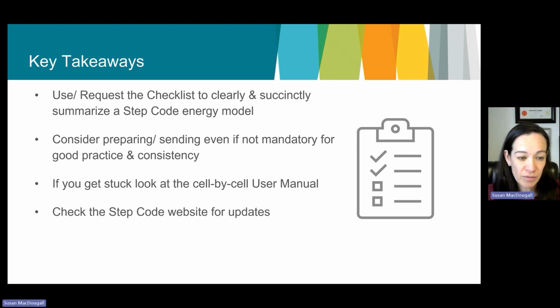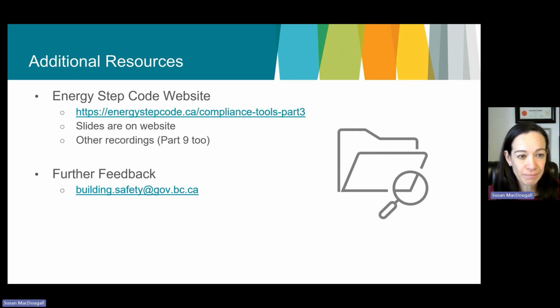If you get stuck with entering information, be sure to look at the cell-by-cell user manual or the notes in the checklist themselves. And do keep going back to the step code website to check for updates. That URL is listed at the top of your screen. And most of the tools that we've been talking about today are within the Compliance Tools Part 3 subsection. So the slides from today are on the website and other recordings are as well, including Part 9.